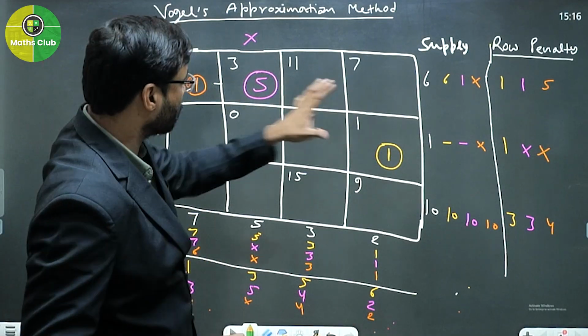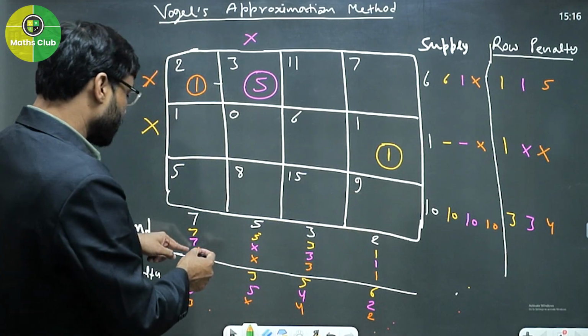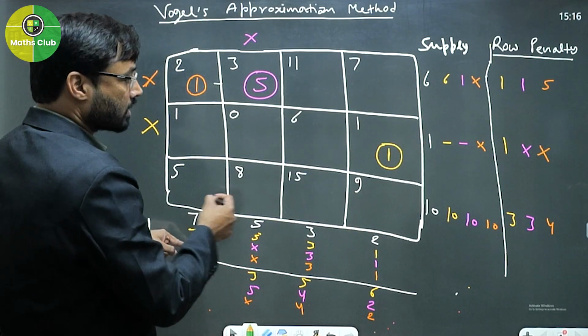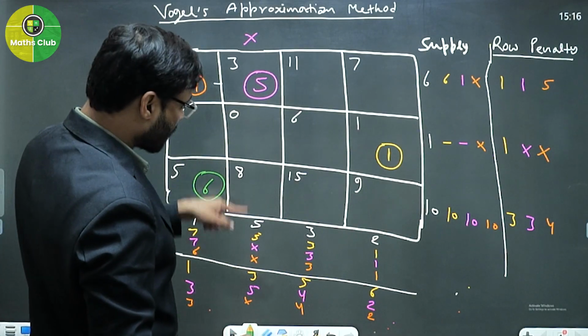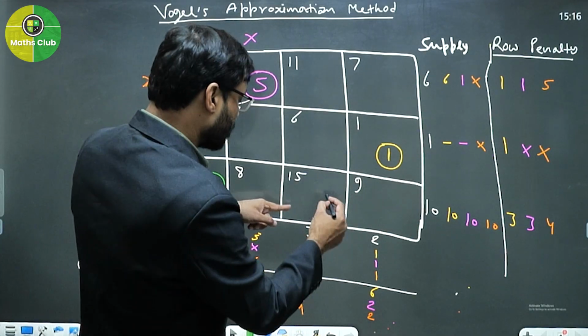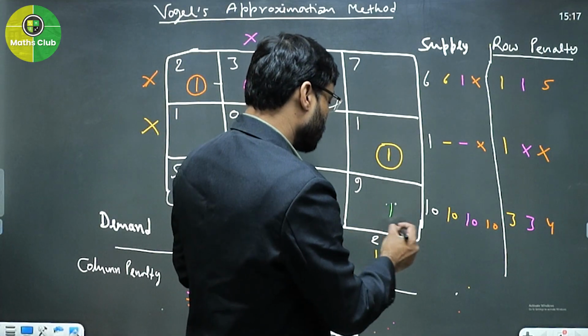This 2 row has been cancelled out. This column is cancelled out. So only these 3 cells remain. And the remaining supply is 6. The demand is 6. The supply is 10. Obviously you can get the 6. And this has been cancelled out. Here you can get the 3, and this cell can get the 1.